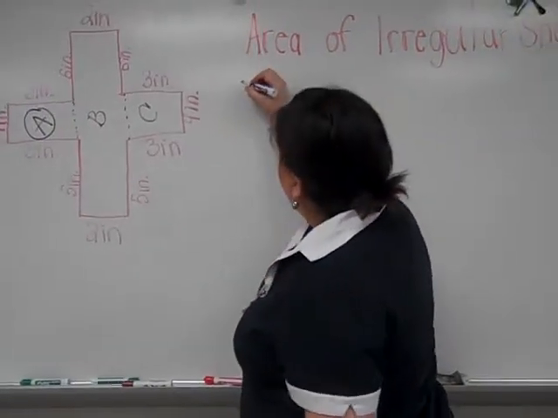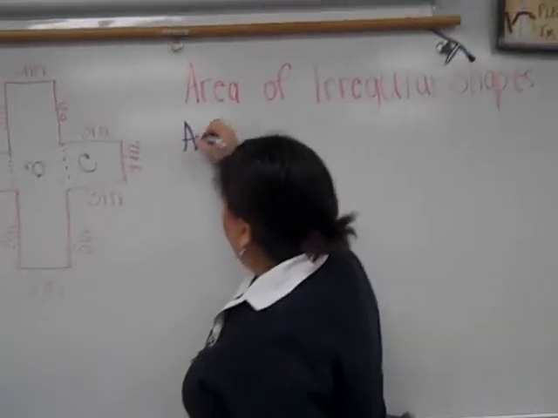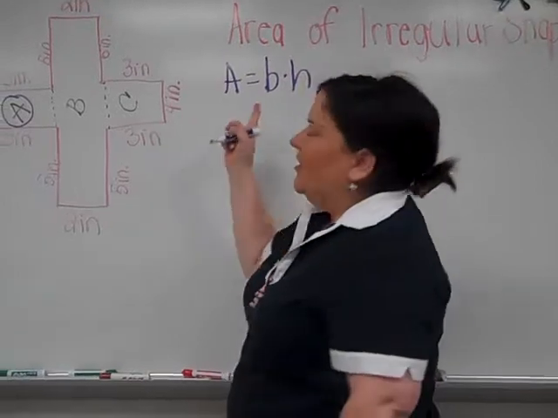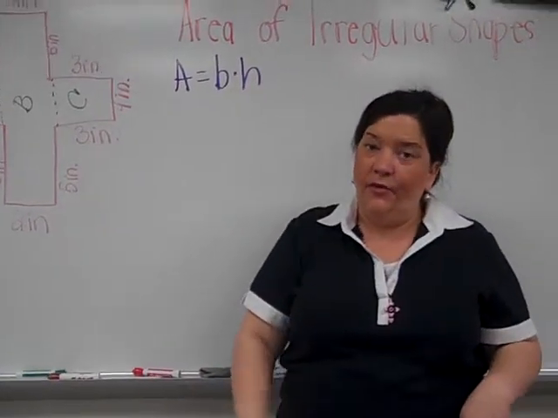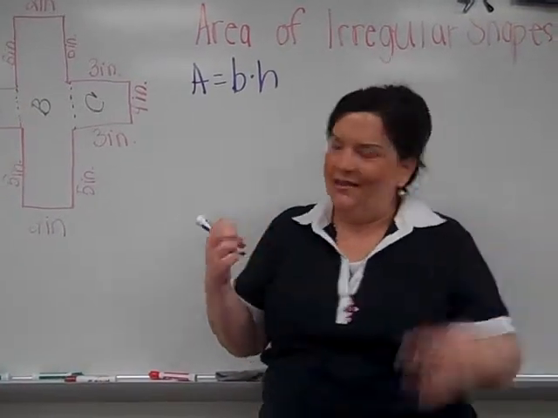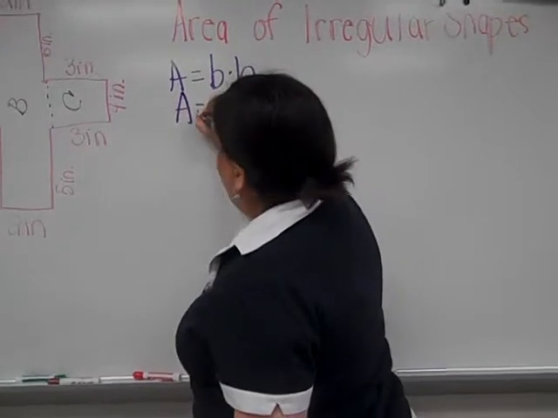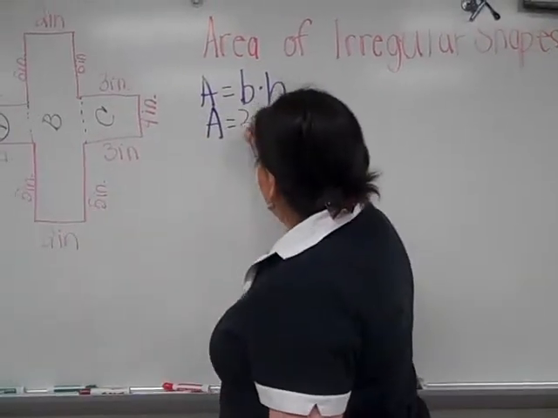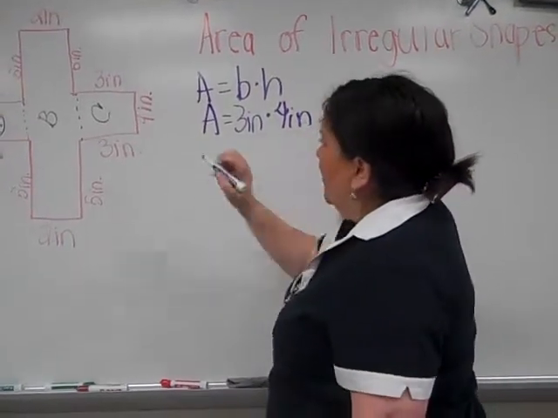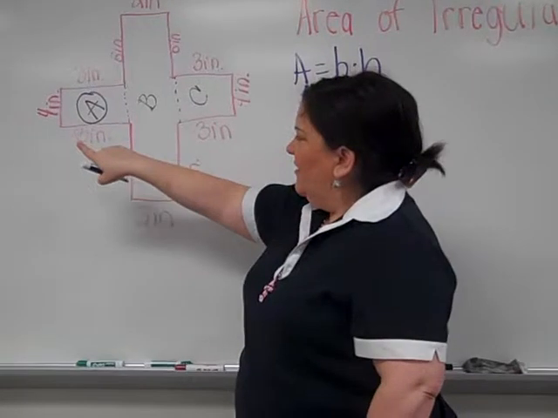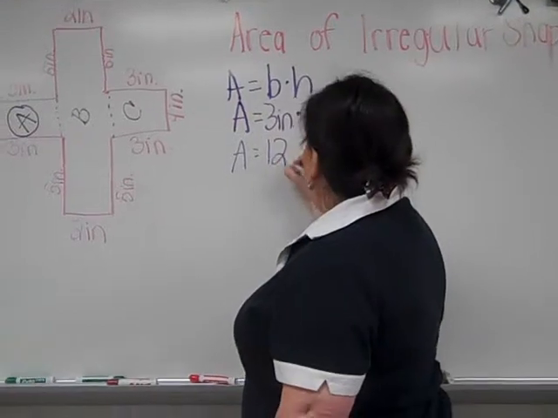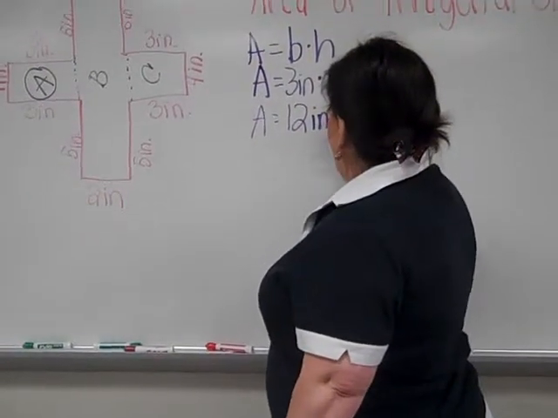It's a rectangle, so we know that the area for a rectangle is area equals base times height. Children, please make sure that you're writing out the formula. A lot of the times, the more you write it, the more it stays in your brain. So we'll simply do A equals, and the base is 3 inches. The height is 4 inches. So we know the area for shape A would be 12 inches squared.